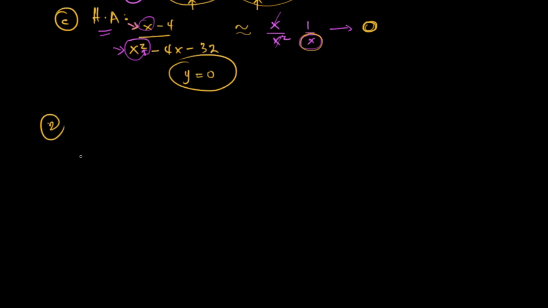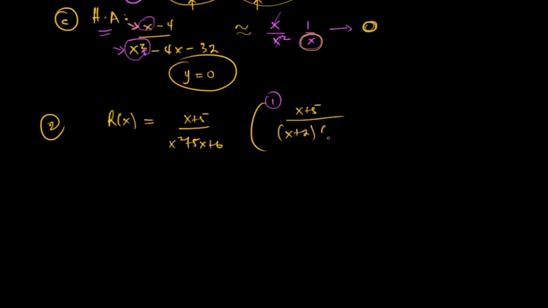So let's call that example 2. Let's consider a rational function r of x equals x plus 5 divided by x squared plus 5x plus 6. Now for this rational function, like I told you, before you begin to determine the properties of a rational function, it is always helpful, as your first step, to factorize both the numerator and the denominator. So when you factorize that, what you obtain is x plus 5 divided by x plus 2 into x plus 3.